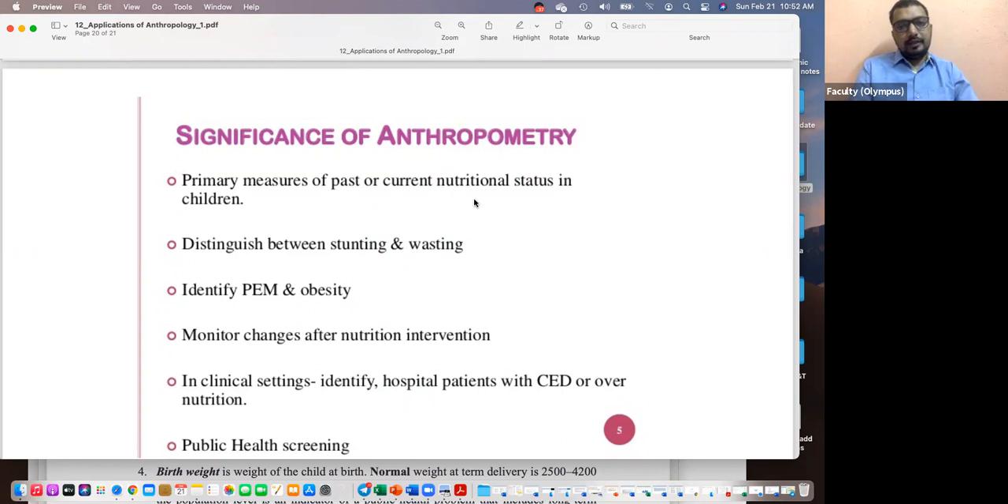Through simple measurements, it can tell the nutritional status of the child. And it can distinguish what is happening. Is it stunting or wasting? Is there a problem in their height, or is there a problem in their body weight and muscle component? Thereby the malnourishment components can be checked. Either people are underweight or they're obese. So you can see what problem is happening with them and monitor the changes after nutrition intervention.